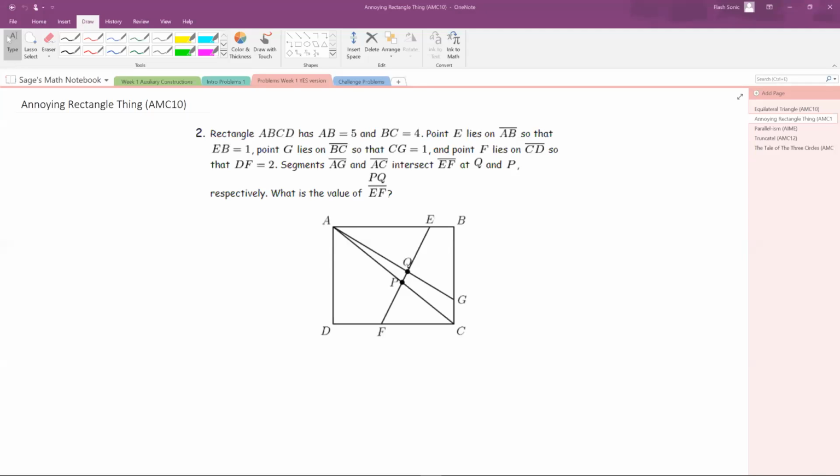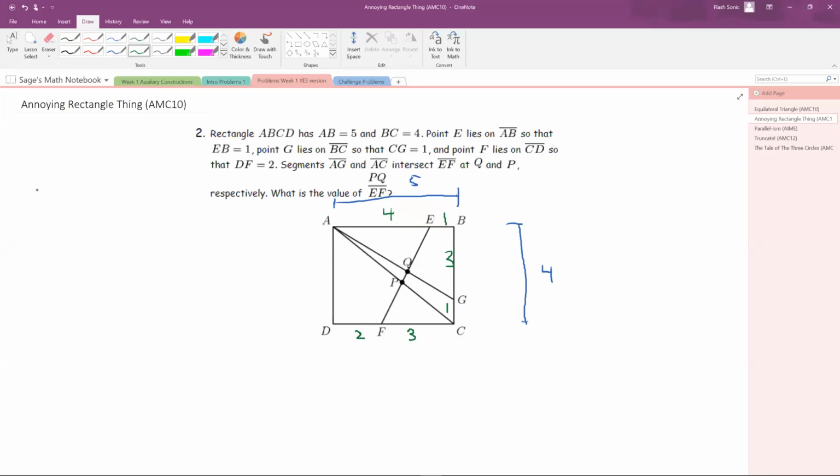So now we're going to quickly start by labeling all of the information that we know. So we know that side AB is equal to 5, and we know that side BC is equal to 4. The other thing we know is that EB is equal to 1, so we can set this equal to 1. And we know that AE is equal to 5 minus 1, which is 4. We also know that CG is equal to 1, so we can get that BG is 4 minus 1, which is equal to 3. It also gives us that DF is equal to 2, and we can get that FC is equal to 3. So from here, we want to find the ratio of PQ to EF.